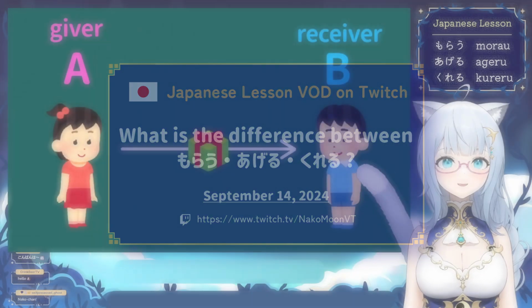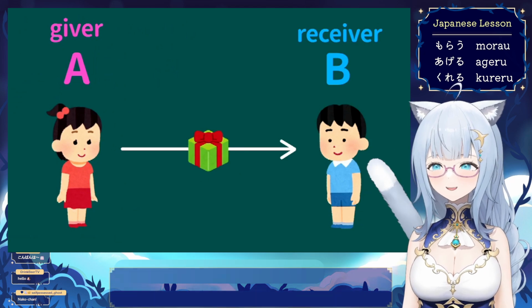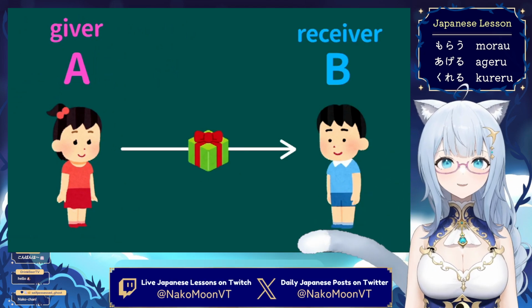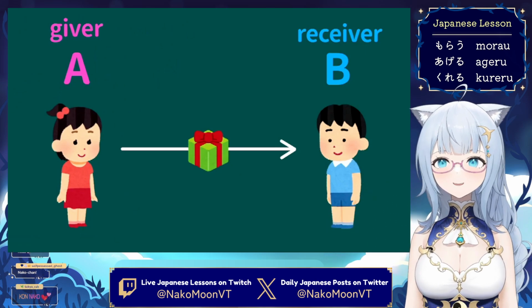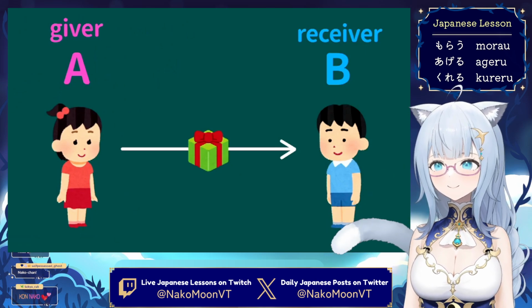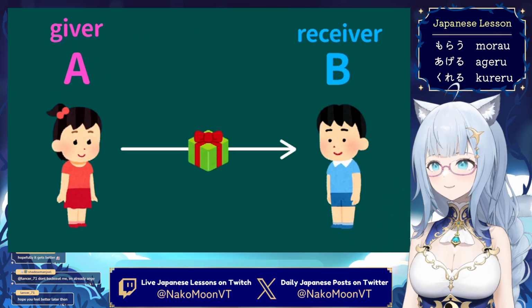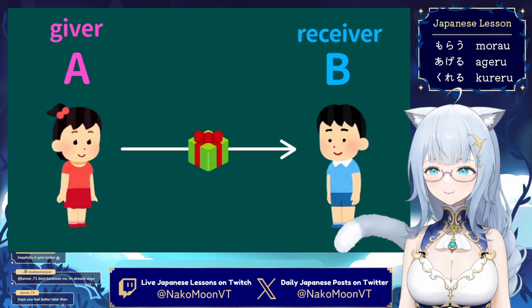So today's topic is a little bit complicated. What is the difference between morau, ageru, and kureru? Please remember this: A is a giver, B is a receiver. Okay?